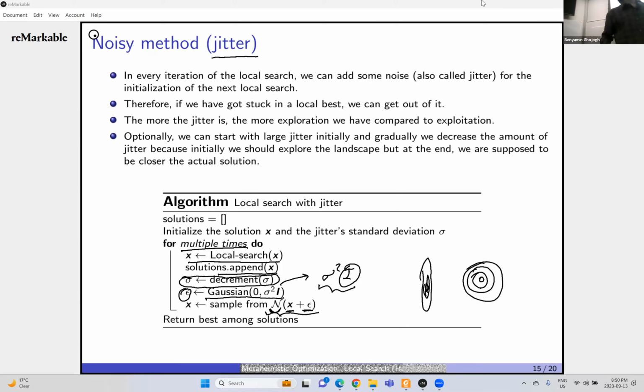Are we applying the Gaussian centered on the current best? Yes, exactly. So why do we have zero mean for the Gaussian? Because this is being added to the x. It shouldn't change the location of x. It should be around x, right? So the mean of the noise should be 0. Therefore, the mean of x plus epsilon becomes the mean of x.